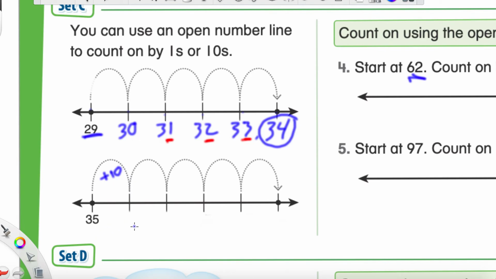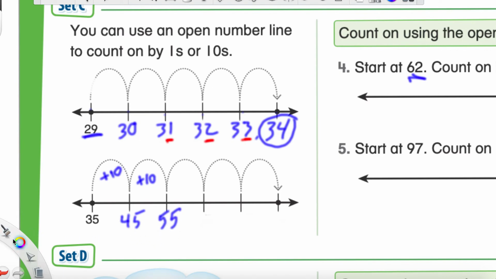So 10 more than 35 is 45. And then 10 more than 45, right? Because it's like saying plus 10 again. After that, we have 55.